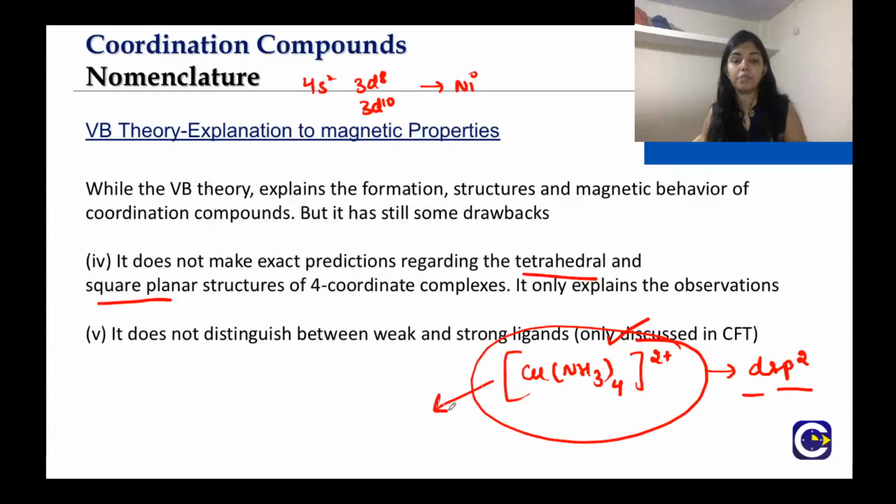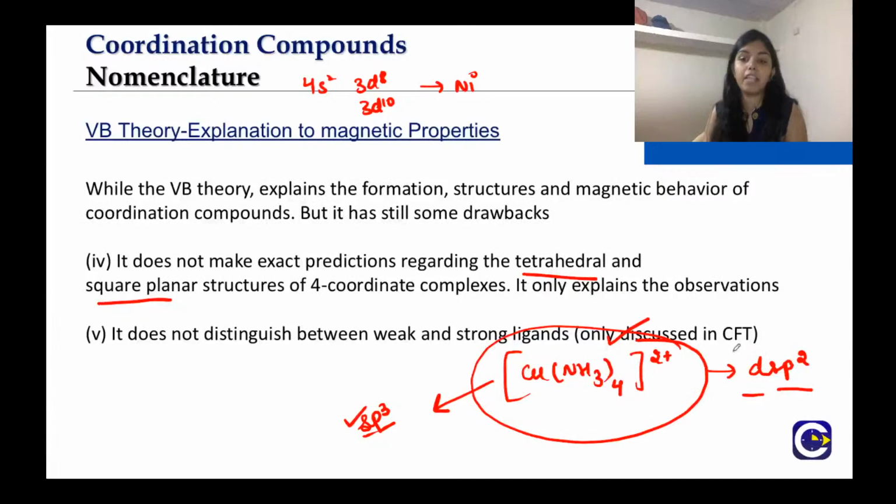Rather, we were predicting that it should follow sp3 hybridization, right? So it does not clearly make the exact prediction of which complex will be tetrahedral or square planar, in which particularly the coordination number comes out to be 4. It has just explained the observation because the structure of the copper complex was found to be square planar.